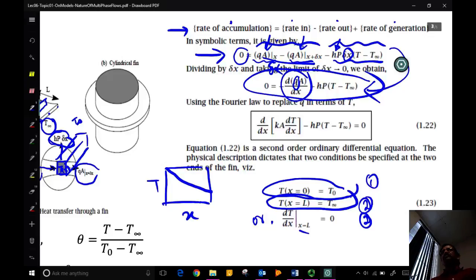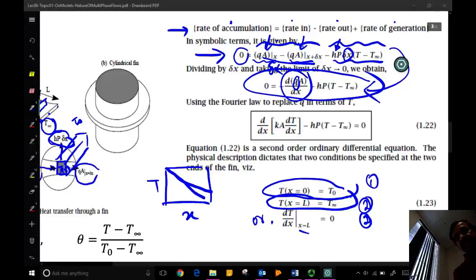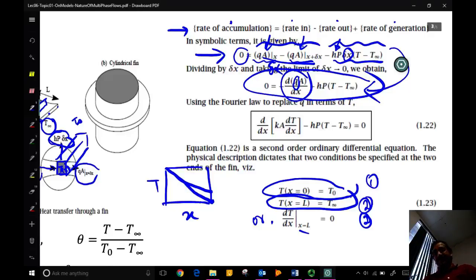The gradient is not 0. The temperature is not T infinity also, right? So it depends. If you put T infinity, then the solution would be like this. The gradient won't be 0, but the temperature will be driven to T infinity. But you can set it to any other value.